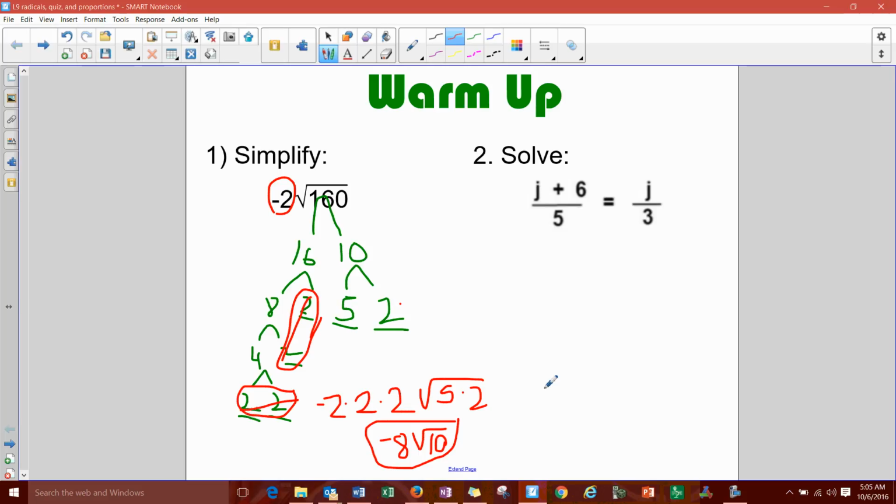Okay, number 2. When I want to solve a proportion, I've got to cross multiply. So remember from last time, you've got to make sure, in this case, we multiply 3 times this whole numerator here, so that's why we write it in parentheses. And then here, I'm just multiplying 5 times j. Now to solve, I've got to distribute, so 3j plus 18 equals 5j.